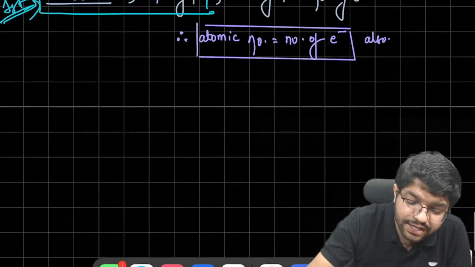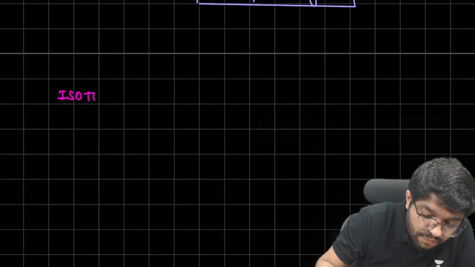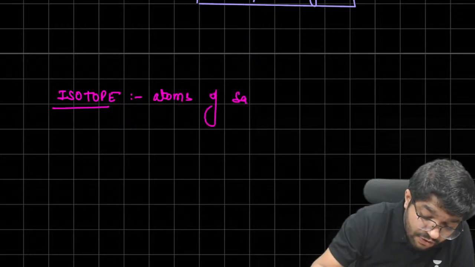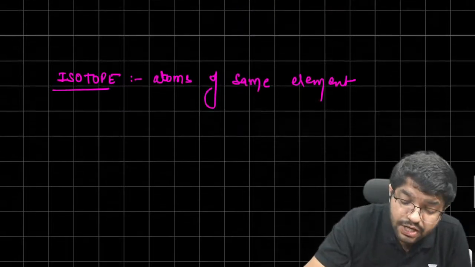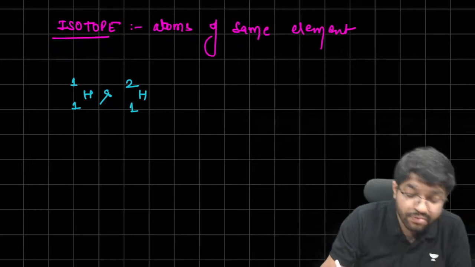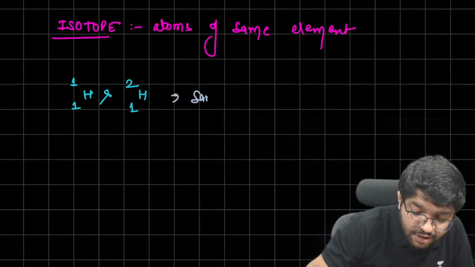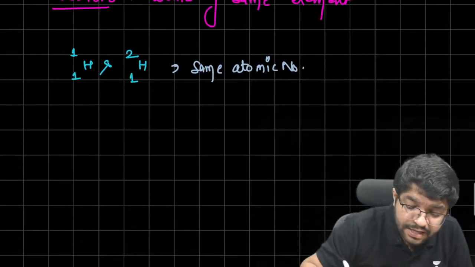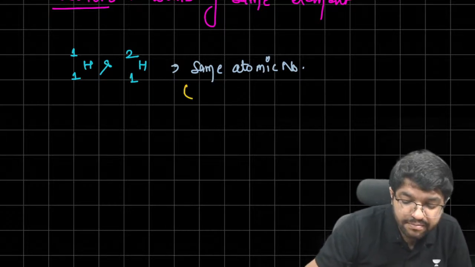Now, one thing, let me tell you guys, a question that has been there in NEET PYQs and even JEE PYQs, which is isotopes. When I talk about isotopes, they are atoms of the same element, which means, for example, if I talk about H-1 and H-2, same elements mean same atomic number.